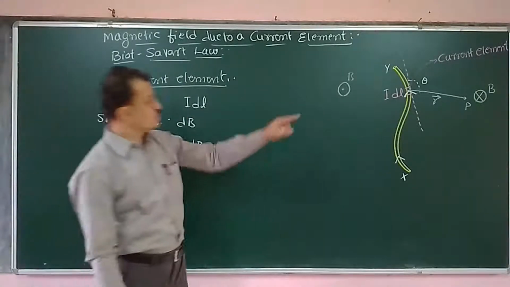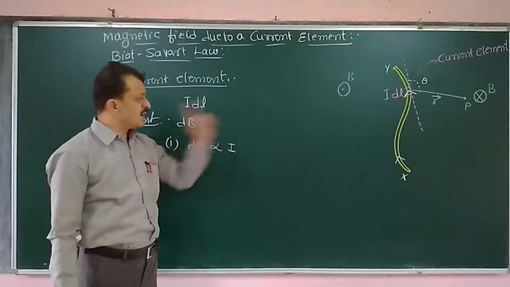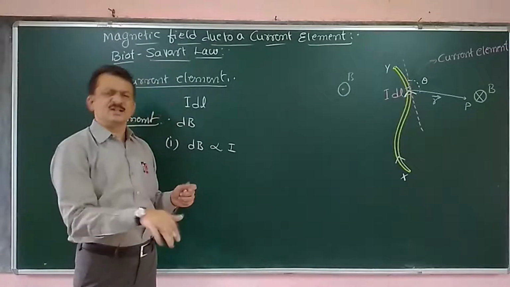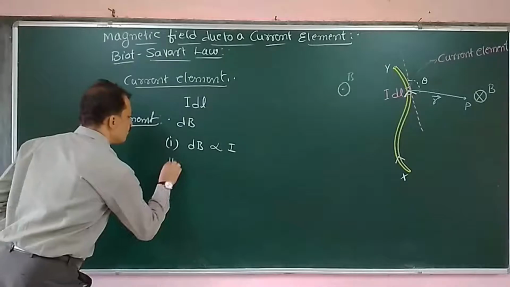The magnetic field produced directly depends on the current flowing in that current element. That means if you increase the current, the field also increases. If you decrease it, the field also decreases. That is the first point.